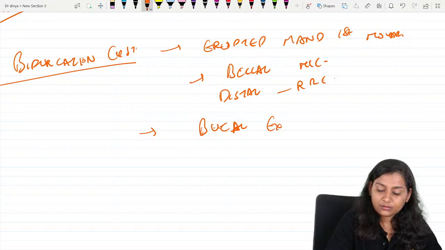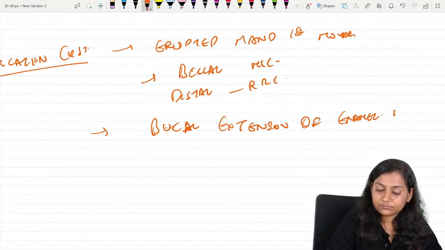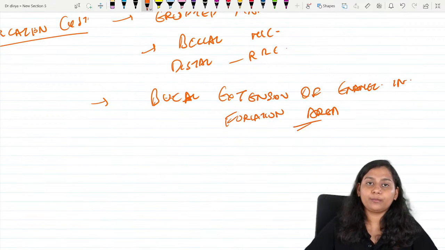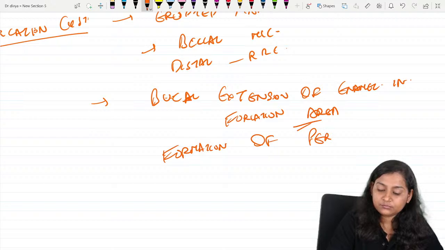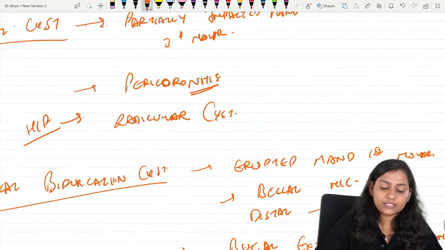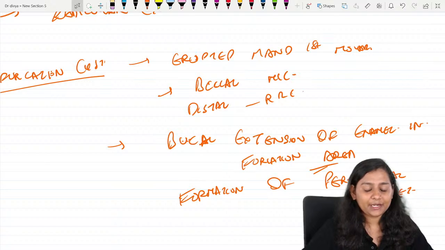Now there is buccal extension of enamel in the furcation area. Now this can lead to the formation of a periodontal pocket. Just remember, paradental cyst is associated with a partially impacted third molar. Buccal bifurcation cyst is associated with an erupted mandibular first molar.